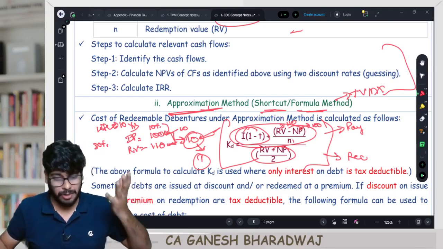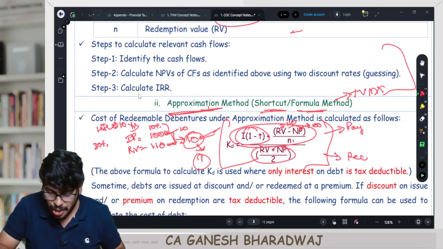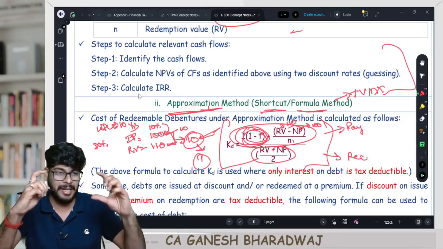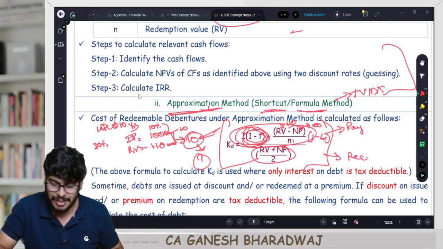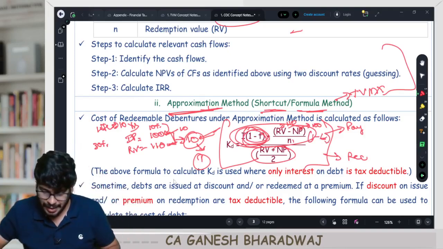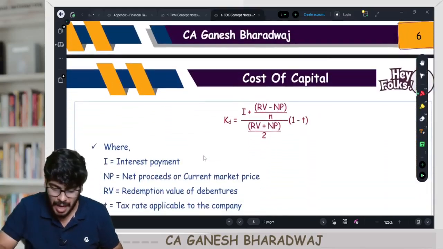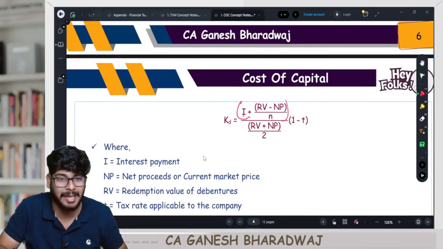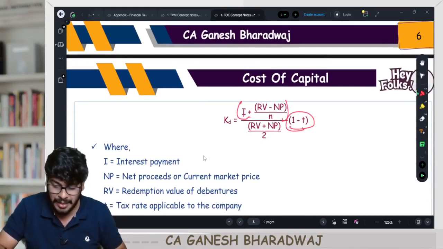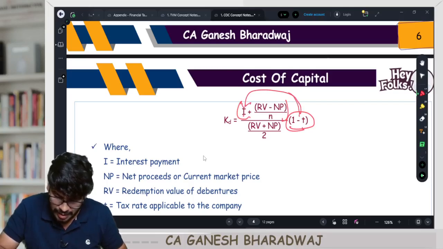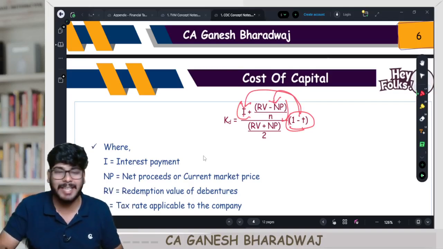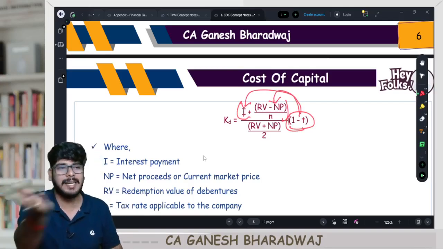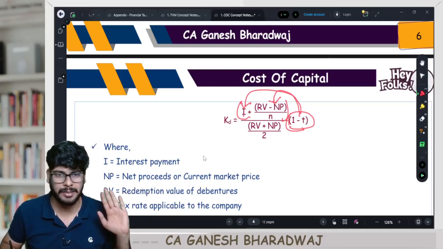If you are assuming that is also a part of your tax benefit, then you put this one into 1 minus t. This tax shield should also be applied on this. Or in other words, you take this 1 minus t common outside, and this formula will look as follows: I, just the interest, plus RV minus NP by N. Everything is the same. But if you are assuming this tax benefit is applicable on both your interest as well as on this amortized component of the difference between your RV and NP, then take this 1 minus t common outside and say it is applicable on both. Are you able to understand this?